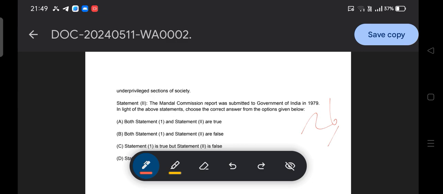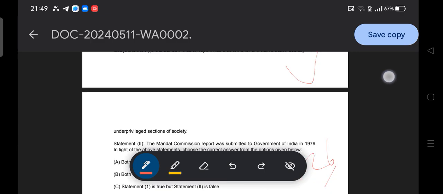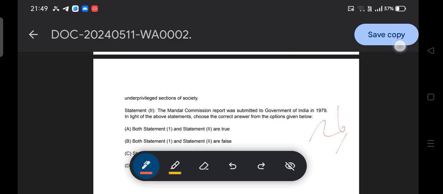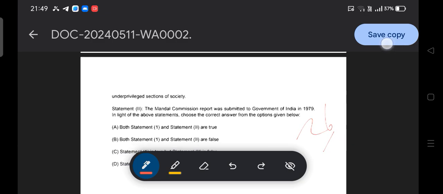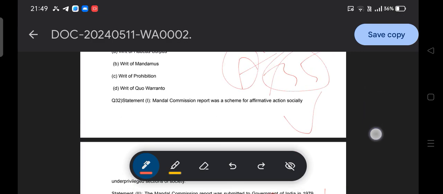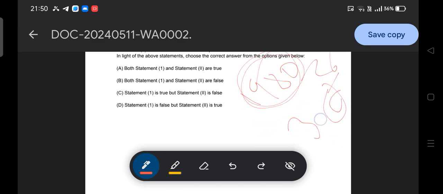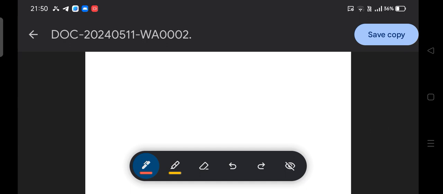So the answer to this question, guys, is that the first is correct, yes, for reservation for socially and educationally backward classes. That's why the Mandal Commission was constituted during the time of the Morarji Desai government. But the Mandal Commission did not provide the report in 1979. It is the report of the 1980s. That's why the first statement is correct and the second is incorrect. So option C is the answer accordingly. Question number 36 answer is C.